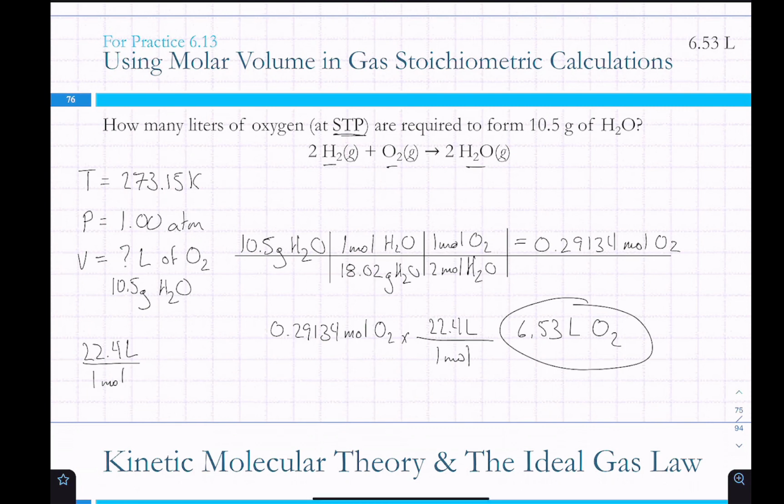So be on the lookout for that. Again, because STP also tells us the temperature and the pressure, you can plug those into PV = nRT. You might get, at the thousandth place, some variation, but it's negligible. Cool.